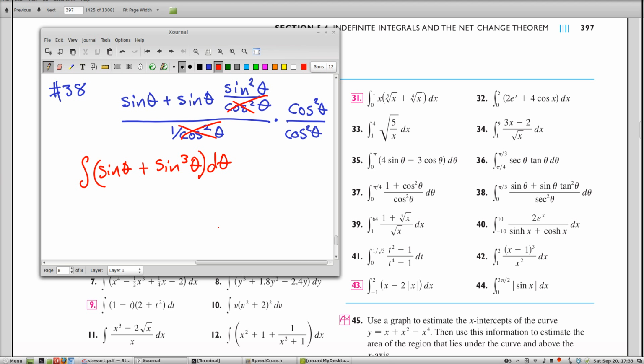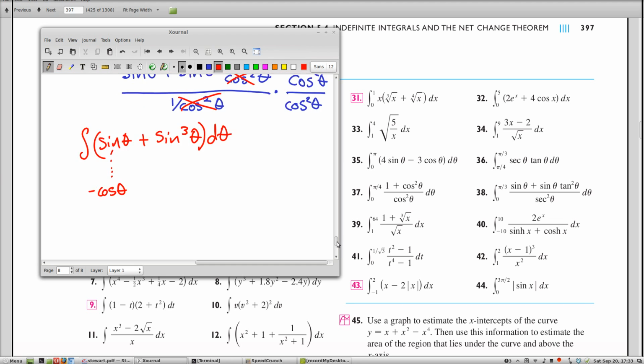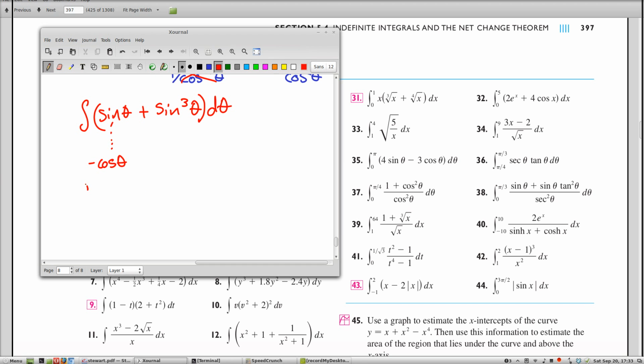I'm still getting that sine cubed. Yeah, I'm sorry. So I'm just going to do it the only way I know how to do it. So obviously this thing is just negative cosine theta. So the real question is, what is the antiderivative of sine cubed theta d theta?